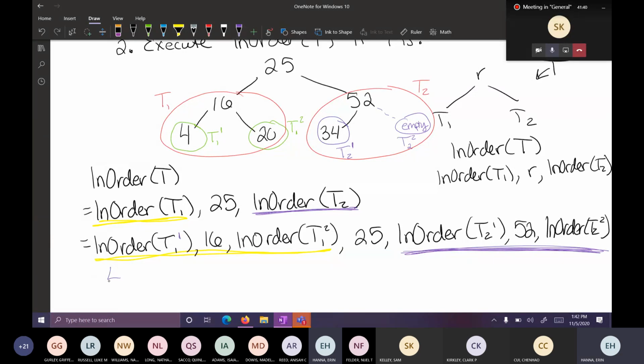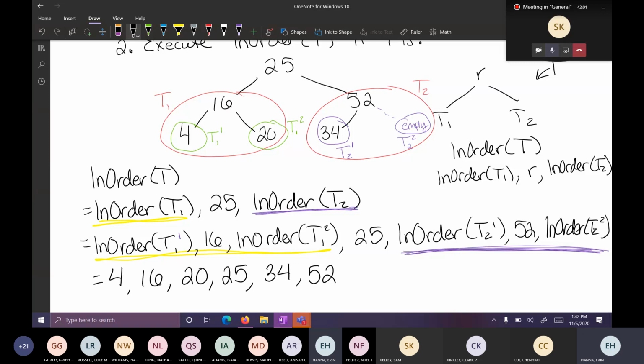We just get that vertex that is that piece. The 16 just kind of falls down. In order T sub 1 superscript 2 gives us the vertex 20. The 25 falls down. In order T sub 2 superscript 1 gives us the vertex 34.